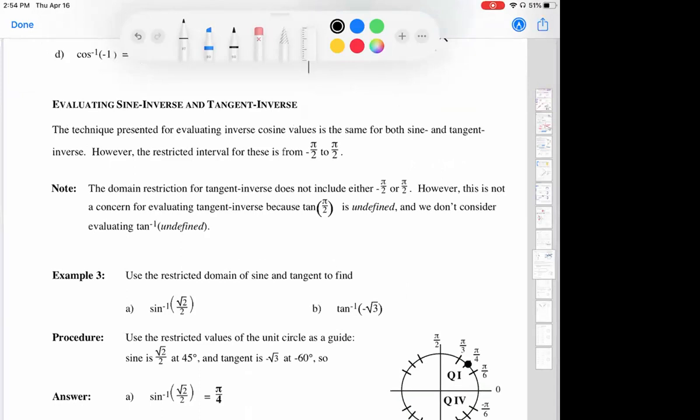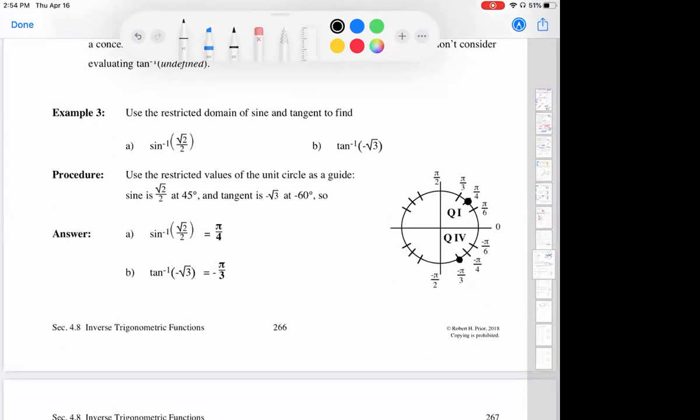The technique presented for evaluating the inverse cosine values is the same for both sine and tangent inverse. However, the restricted interval for these is negative pi over 2 to pi over 2. Note the domain restrictions for tangent inverse do not include either negative pi over 2 or pi over 2. So those are just stopping points for tangent. You cannot get an answer of pi over 2 or negative pi over 2. That's undefined. However, this is not a concern for evaluating tangent inverse, because tangent of pi over 2 is undefined and we don't consider evaluating tangent inverse of undefined.